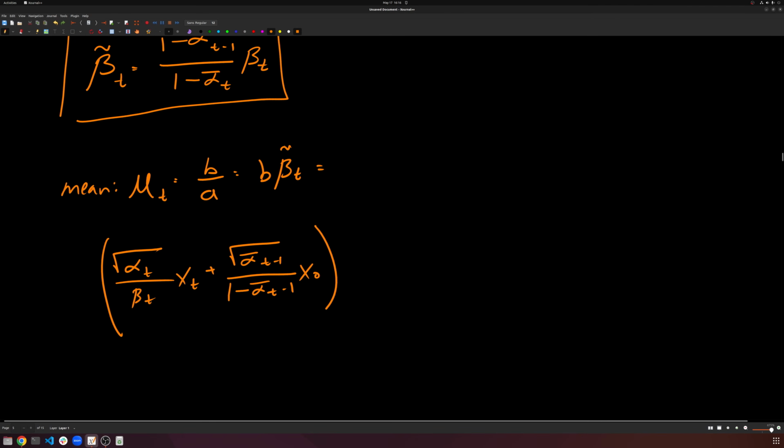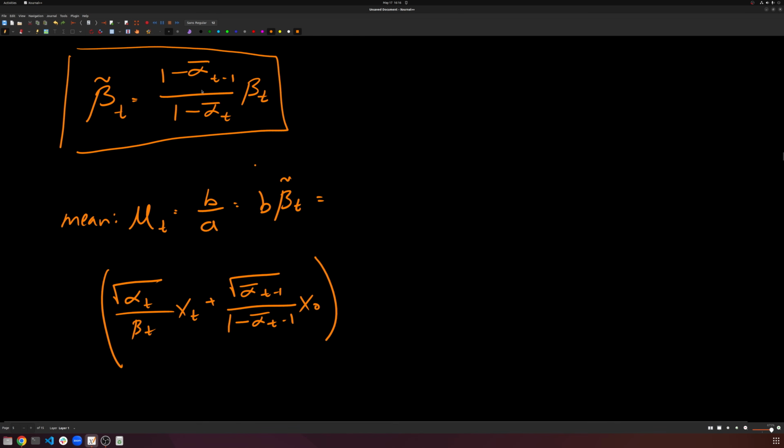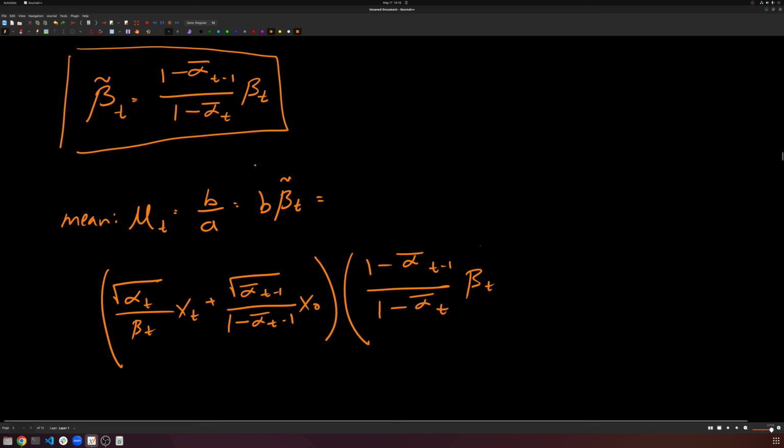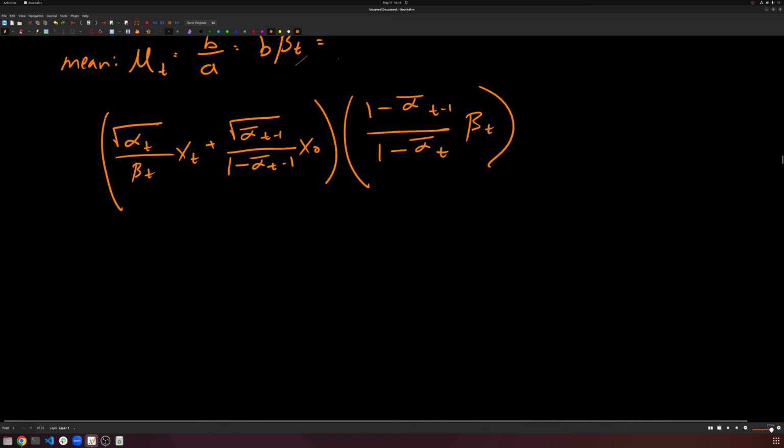And then beta tilde t, we just solved it right here. So we just have to rewrite that again. So it's going to be times (1 minus alpha hat t minus 1) over (1 minus alpha hat t) times beta t, just like that. So that's our form. And now it is time to simplify. We're just going to take all of this stuff and multiply it to the first term, and all of the stuff multiplied to the second term.